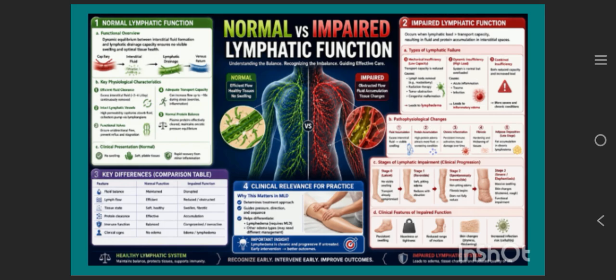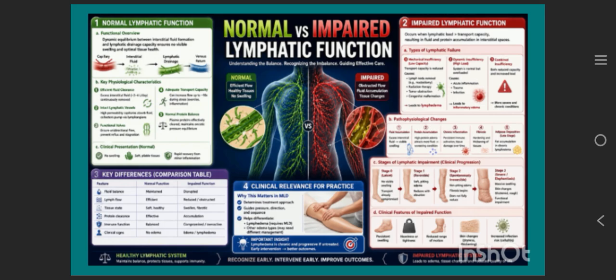In normal function, immune function is balanced, and in impaired function, immune function is compromised or overactive. The clinical sign for normal function is no edema, but in impaired function there is edema or lymphedema.